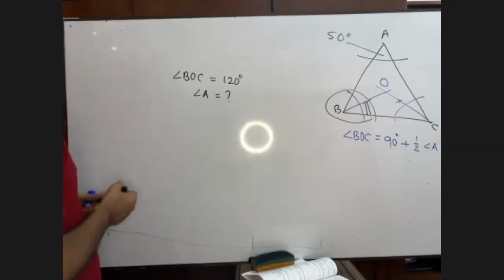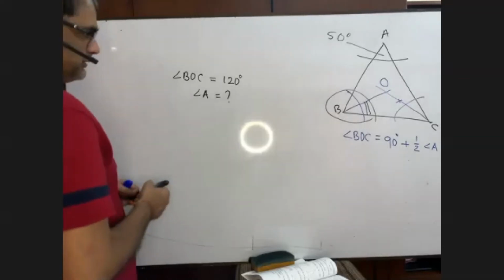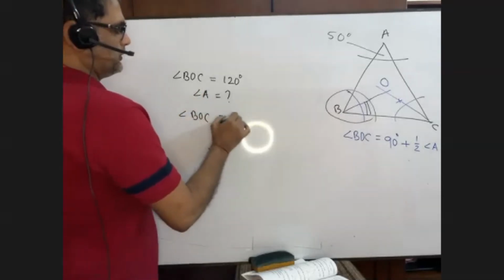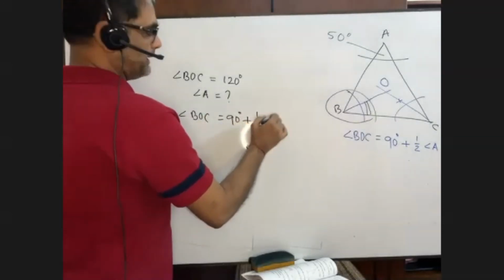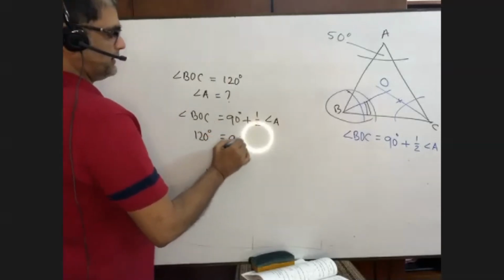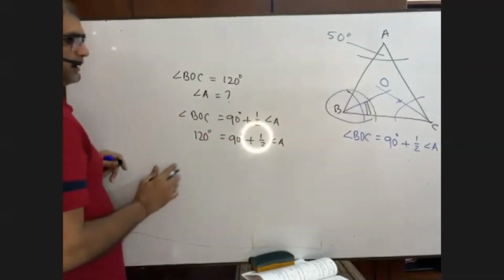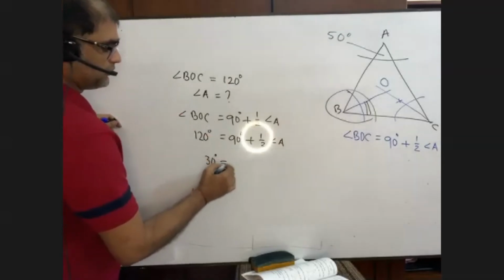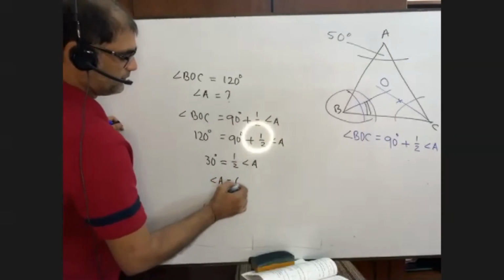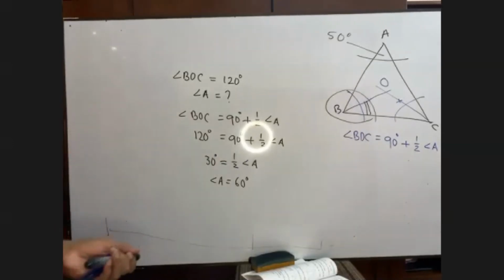No, you cannot say it like that. You have to put it into the equation. Angle BOC, what is the formula? You have to write in the exam like this: angle BOC equals 90 degrees plus half of angle A. Angle BOC equals 120 degrees. Then you subtract 90, and it will be 30 degrees. 30 degrees equals half of angle A. So angle A equals 60 degrees. Is it okay for all? Yes, sir. Okay, that's good.